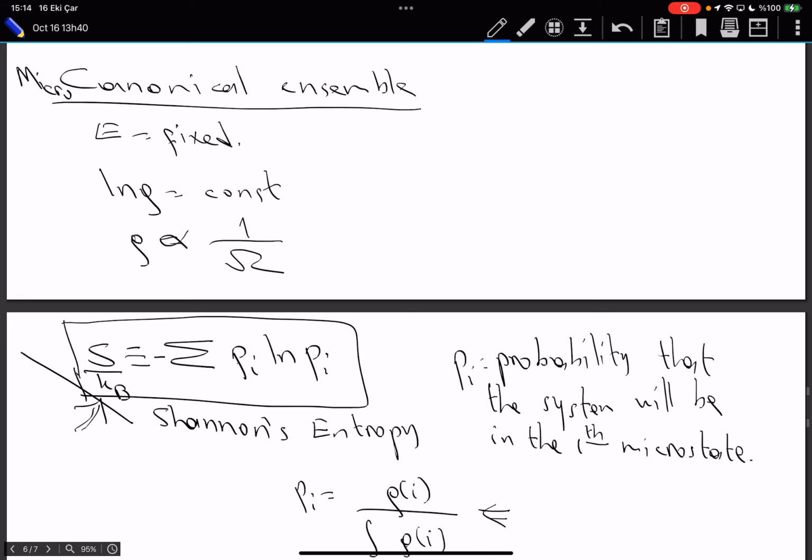The proportionality constant depends on how many copies you have. But if you just normalize it to be 1, then here we have an equality. If you normalize rho to 1, then you have a probability, not the density.